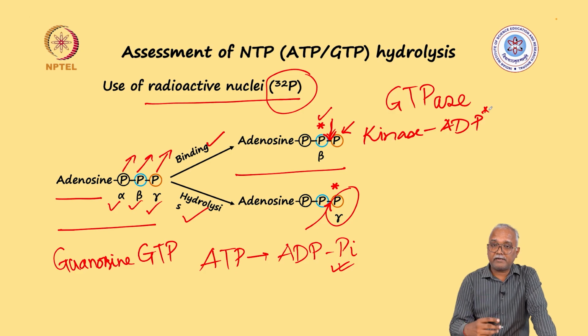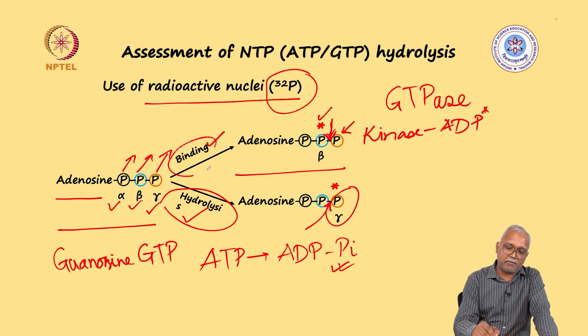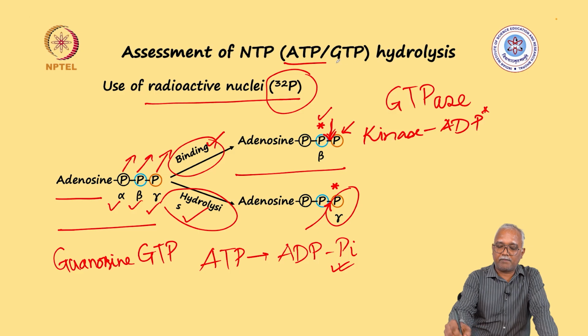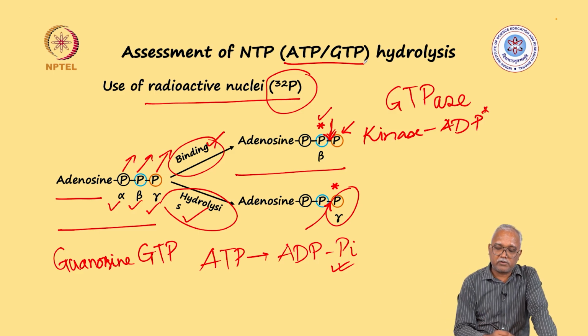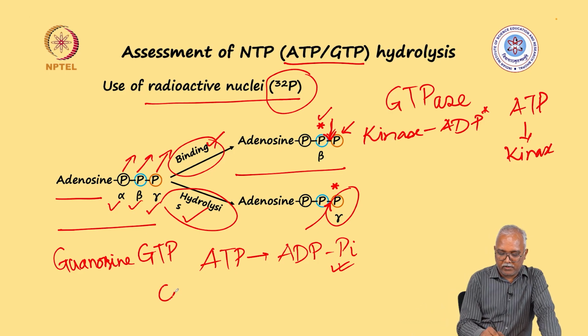So, by utilizing different versions of ATP, one can assess the hydrolysis aspect mediated by kinase, or the binding property which is a prerequisite for the hydrolysis event. And this will go the same whether it is ATP or GTP. Just what is going to change is that in the case of ATP you would prefer to use a kinase, and for GTP you will prefer to use a GTPase.